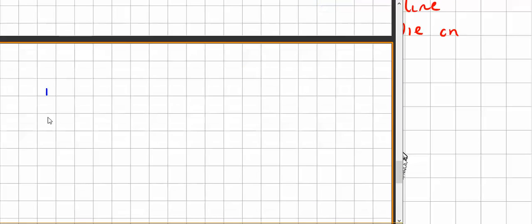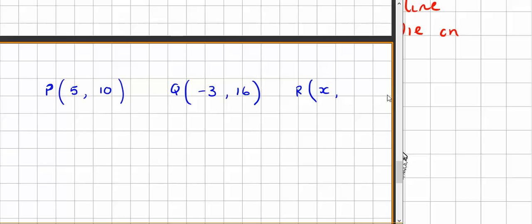So point P, I'm going to write, is 5, 10. And point Q is minus 3, 16. And I'm going to add one thing to it. R is also on the line at x, what shall I say?